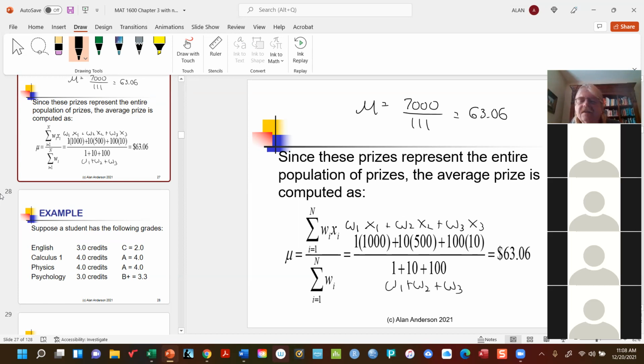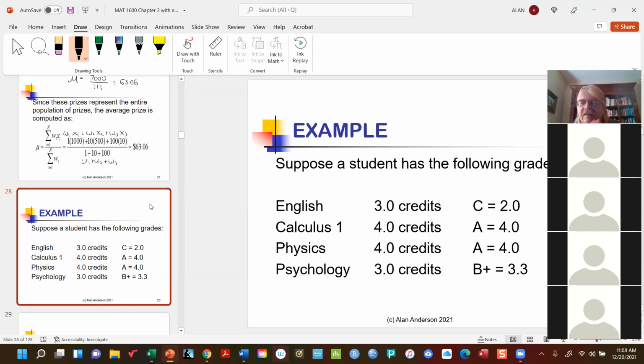But let's just say that at some mythical school, this is what we have. We have a student who took 4 classes this semester, and English and psychology were worth 3 credits, Calc 1 and physics are worth 4, and these are the student's grades. What is this person's average? Well, because the credits are different, we can't just simply add these up and divide by 4, because it would actually understate the average in this case, because if you notice, this student had the highest grades in the courses with the largest number of credits. So adding them up and dividing by 4 is not going to give us the right answer.